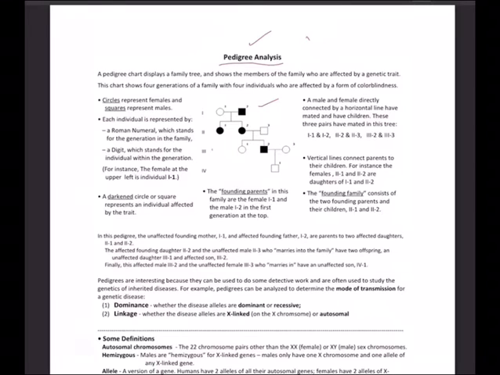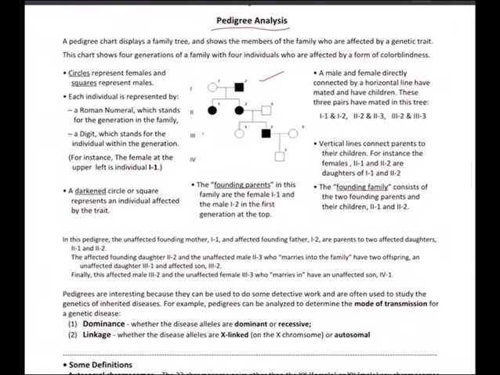What do you have to observe in any pedigree chart? As it is written, a pedigree chart displays a family tree and shows the members of the family who are affected by a genetic trait. This chart shows 4 generations of a family with 4 individuals who are affected by a form of color blindness. In the chart a diagram like this will be there, and you must know the basic things in any given diagram.